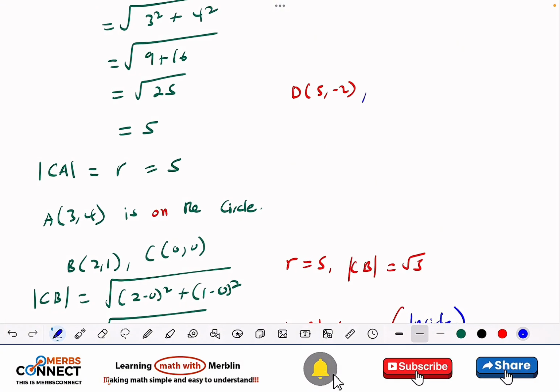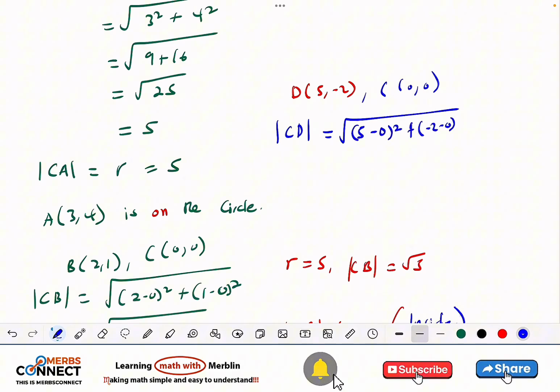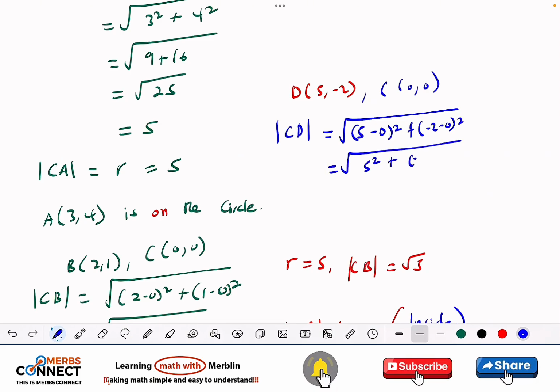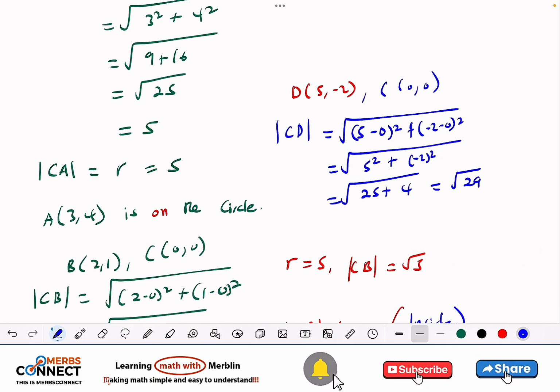Now let's look at D and C. The same thing again, the distance between C and D will be equal to the root of 5 minus 0 squared plus minus 2 minus 0 squared. So the root of 5 squared plus minus 2 squared. This is 25 plus 4, and this is equal to the root of 29. I can see that this is basically greater than 5.